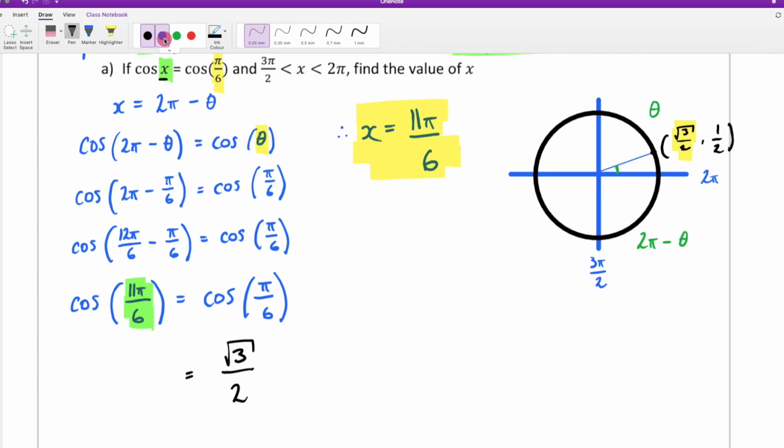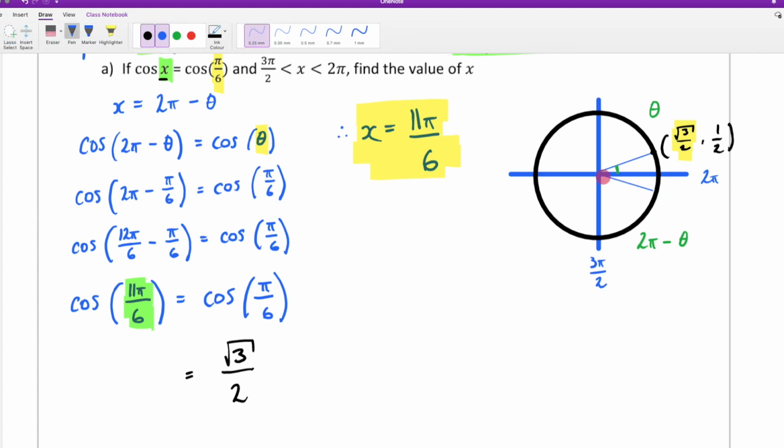Next, let me say, well, what is cos of 11 pi on 6? Well, we know that 11 pi on 6, if this is our reference angle, we're just going to our fourth quadrant. I'm going to come over here, I'm going to grab that, I'm going to come here. It's just going to be down here.